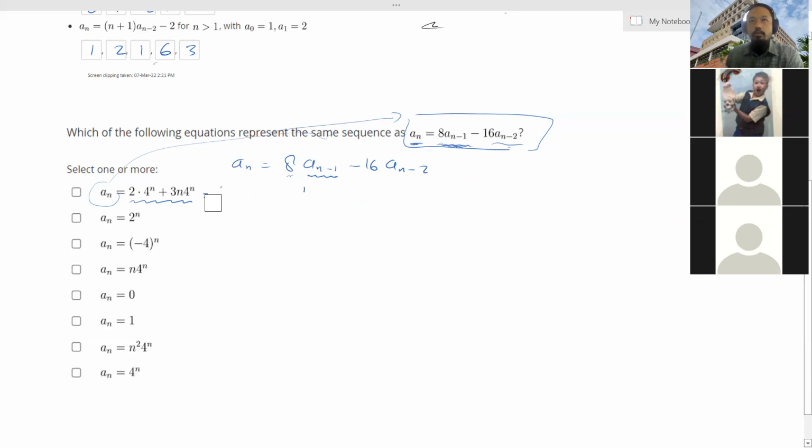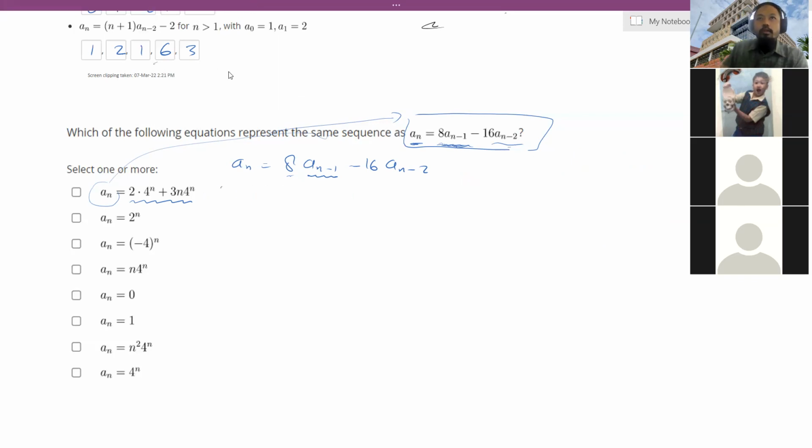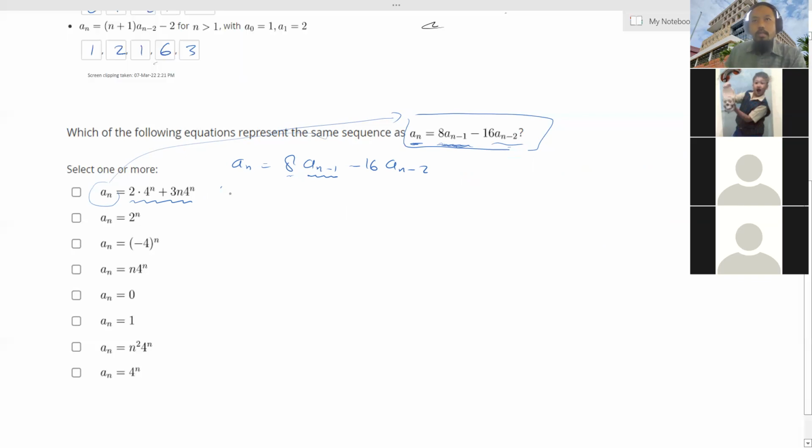Yeah, so let's just do it here. So here we know that the left hand side is 2 times 4 to the power of n plus 3n times 4 to the power of n. And the right hand side is 8 times (2 times 4 to the power of n plus 3n 4 to the power of n) minus 16, n minus 1.